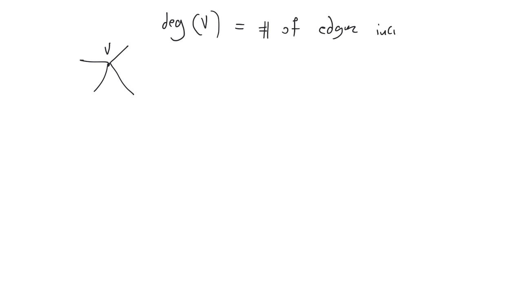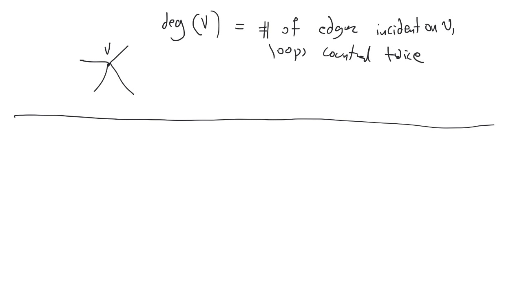Now recall that in the case of an undirected graph, we had the notion of degree of v. The degree of v was the number of edges incident on v, where loops are counted twice. This is for the case of undirected graphs.